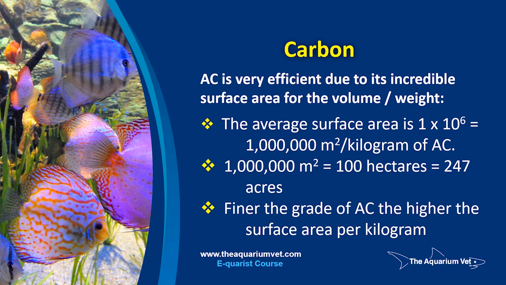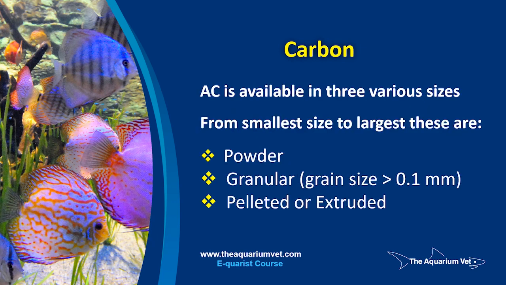And as a general rule, the finer the grade of activated carbon, the higher the surface area will be per kilogram. So it comes in 3 different sizes. From smallest to largest, you've got powder. You've got a granular activated carbon with a grain size of greater than 0.1 of a millimeter. And then you've got pelleted or extruded activated carbon.